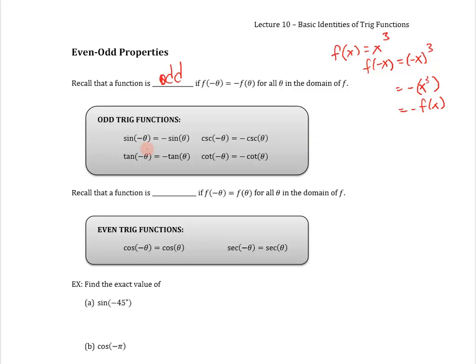For example, sine is an odd trig function because sine of negative theta is sine of theta with a negative in front of it. You can basically pull the negative sign out front of these 4 trig functions, but only these 4. Now just think about why that has to be true, and we'll consider it with the simplest example of the sine function. Let's say we have this angle right here. That's theta.